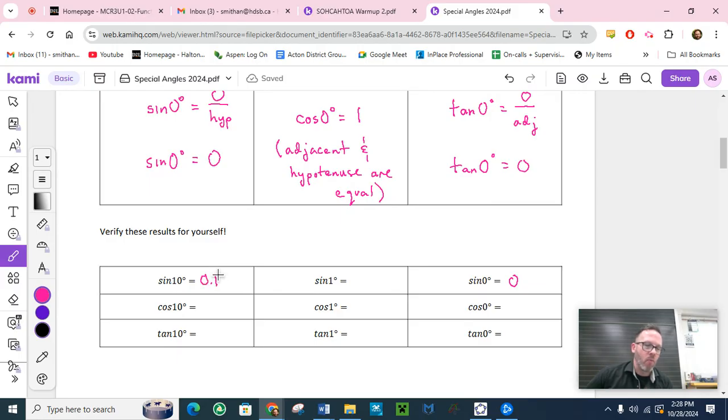So sine of 10 is 0.1736. I mean, that's small, but it's not quite close to 0. Sine of 1, 0.0175, if we round it correctly. And then sine of 0 equals 0. So you can see, hopefully, that as those values get close to 0, you can see them getting smaller. Cosine of 10 and 1 and 0, we should see those numbers getting closer to 1. 0.9848. Wow, that's already really close to 1.